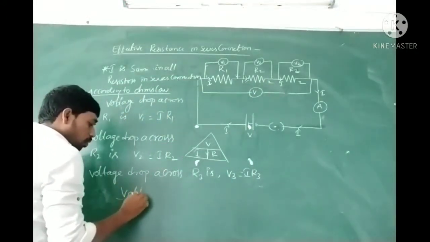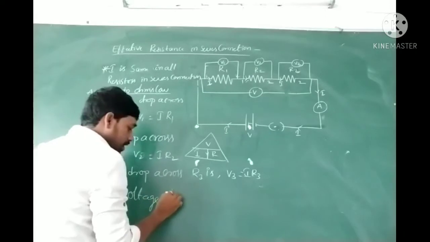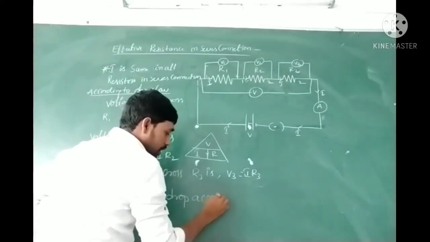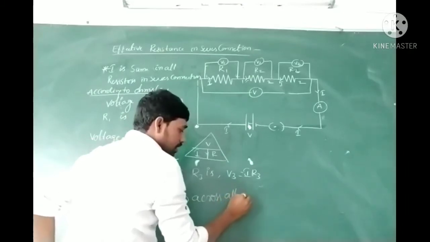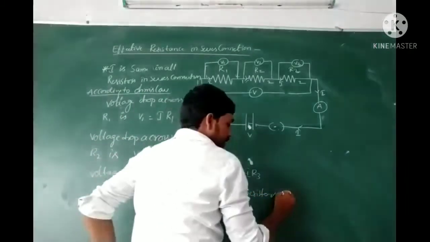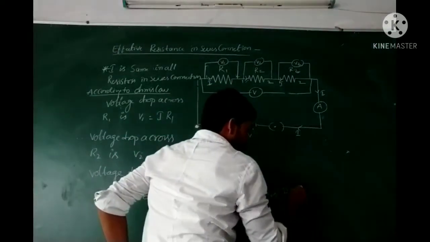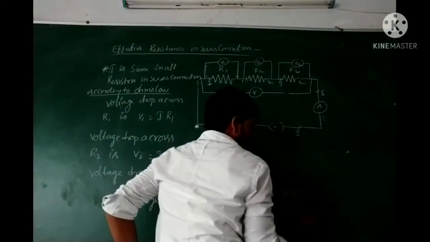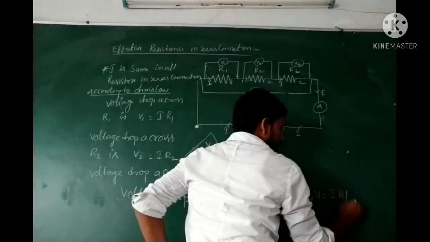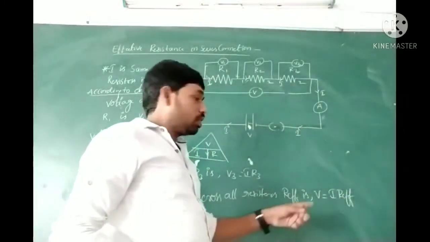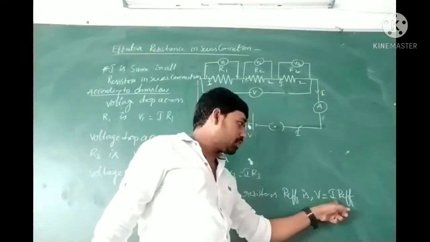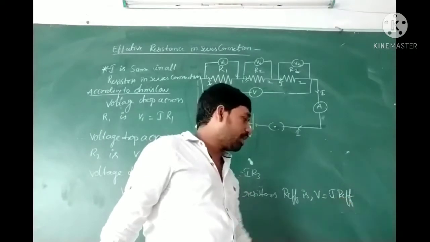So the voltage drop across all resistors, say as R effective, V is equal to I into R effective. So the total voltage drop is equal to I into R effective.